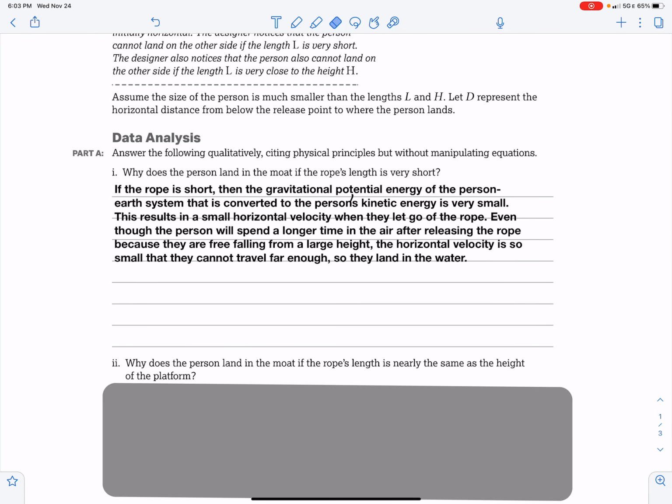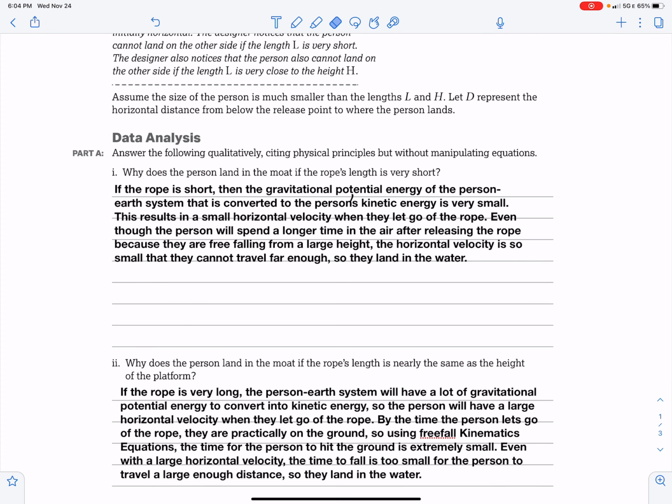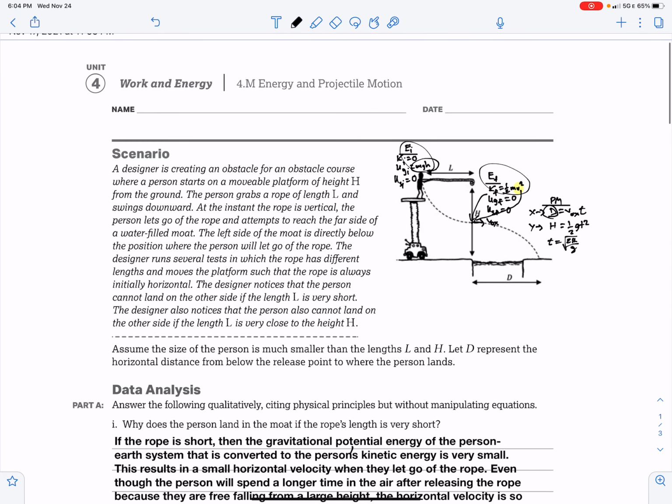Why does the person land in the moat if the rope's length is nearly the same as the height of the platform? Okay, let's take a look. If the rope's length is the height of the platform, then it's going to be a super long rope, a really, really long rope. And when the person lets go, they're going to convert a lot of potential energy into a lot of kinetic energy, which means you're going to have a built-up speed.